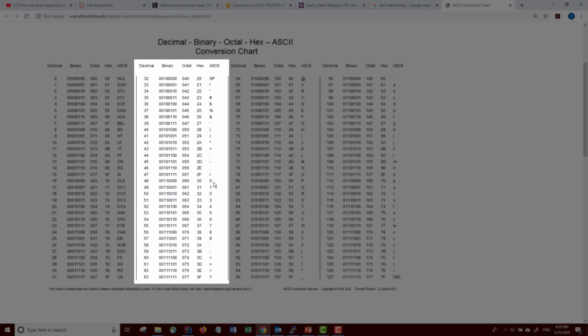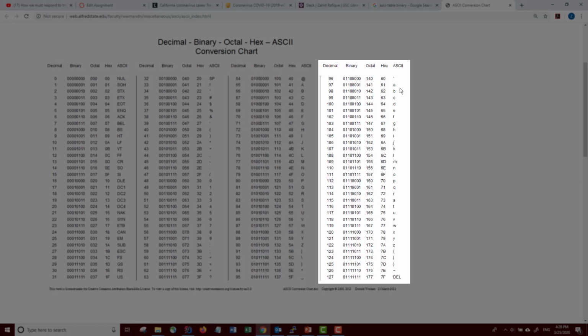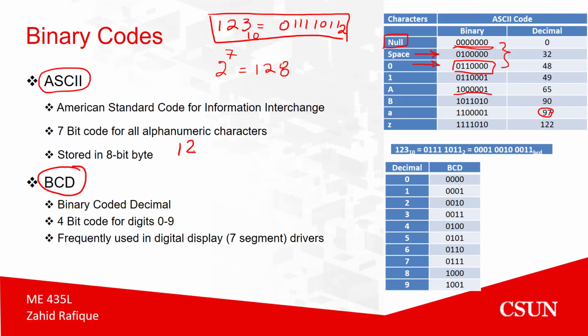The interesting values over here are decimal digits from 0 to 9. 0 is 48 with its equivalent binary value, 9 is 57 with its equivalent binary value. In the third column, we have capital letters from A to Z. A starts at decimal 65 while Z is decimal 90. In the last column, we have lowercase characters with a at decimal 97 and z having a decimal value of 122. You may ask how 123 would be represented in ASCII code.